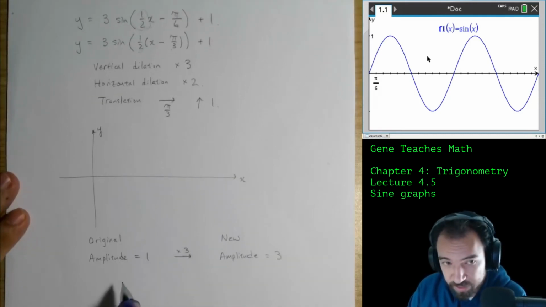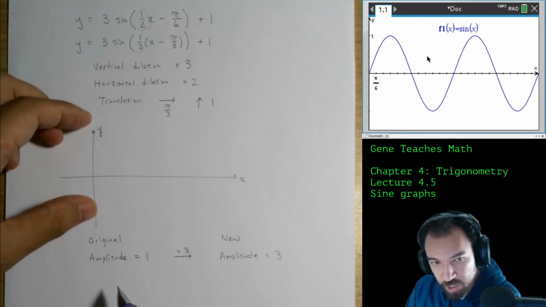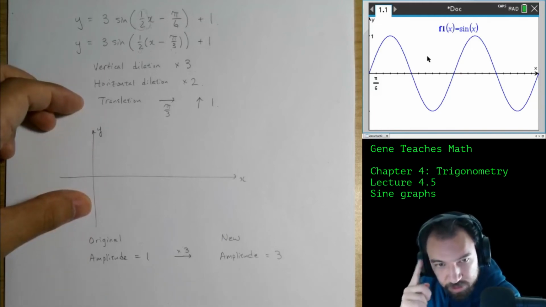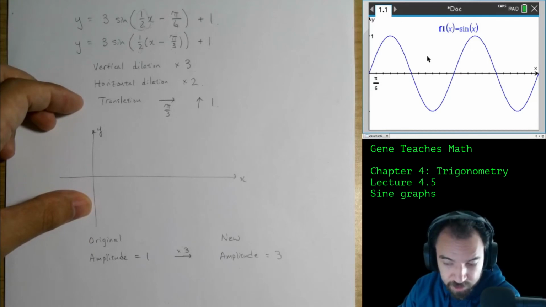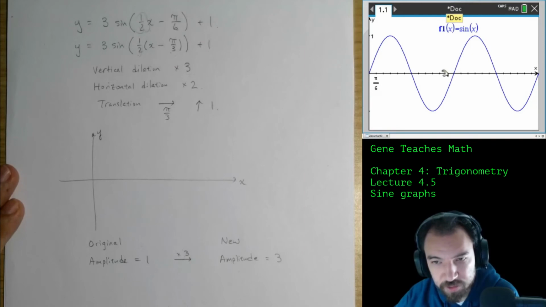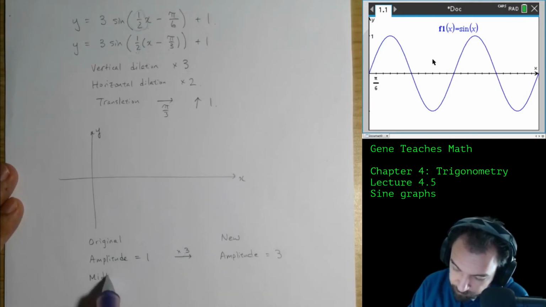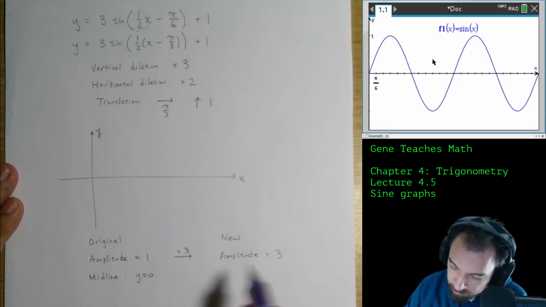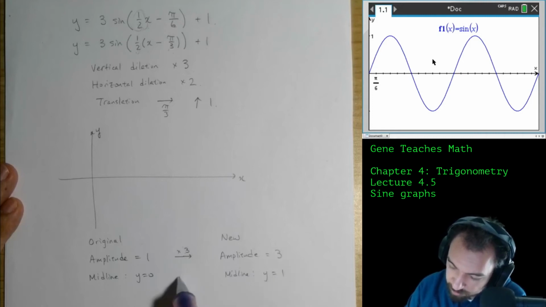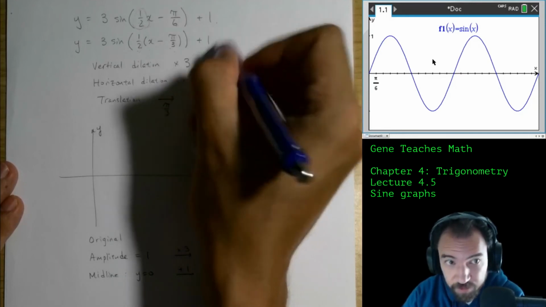And then we're going to say the middle line goes up by 1, because the entire graph is going to shift up by 1, because I do dilations first, then translations, according to this logic. So my middle line used to be 0. Now it's going to move up to positive 1. So we can call this the midline. It used to be at y equals 0. Now the midline is at y equals 1. And this was a plus 1 translation. That's the plus 1 from there.